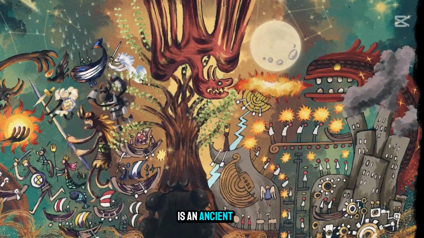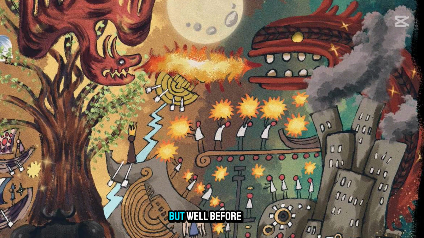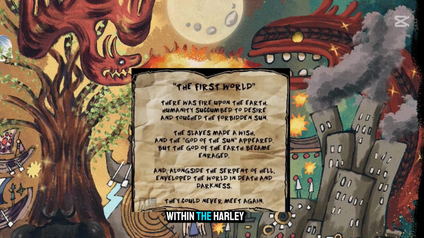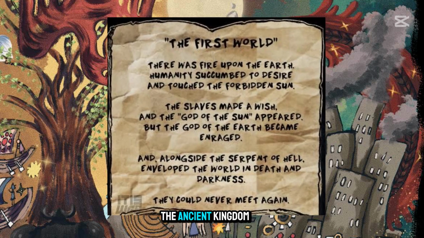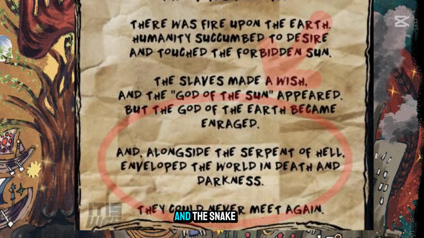Goka is an ancient feathered serpent that comes from the times of the ancient kingdom, but well before that. The giant snake you see depicted in the mural, that's who Goka is. And Goka was a feathered serpent. Within the Harley text, we see and learn that the ancient kingdom was actually destroyed by this giant snake, this feathered serpent. And the snake didn't just come and appear out of nowhere.